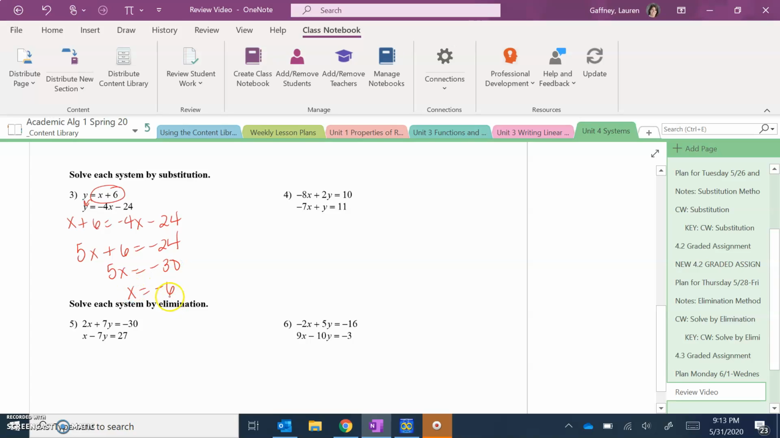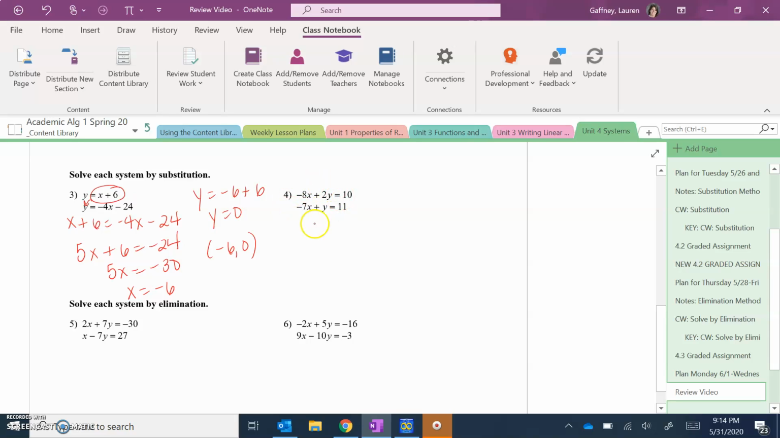Now I need to find the y value that goes with that. So I'm going to plug that x in that top equation. So -6, I'm going to put in for that x. And when I solve this, I get y equals 0. So here my solution is -6, 0. You totally could have plugged -6 in the bottom one, and you would get the same exact y value.